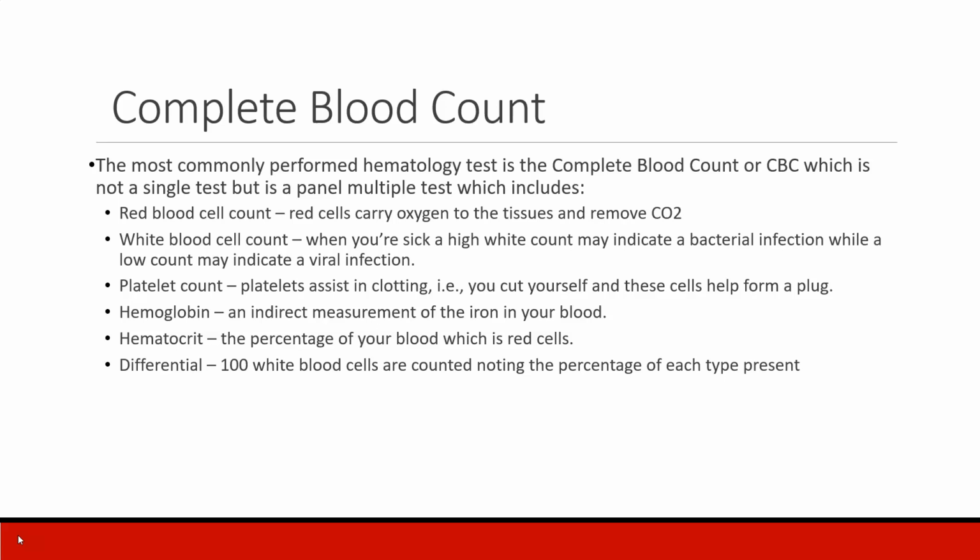Hematocrit is the percentage of your blood which is red cells. So you need to have a certain percentage of red cells. If it falls below that, then you're considered anemic.